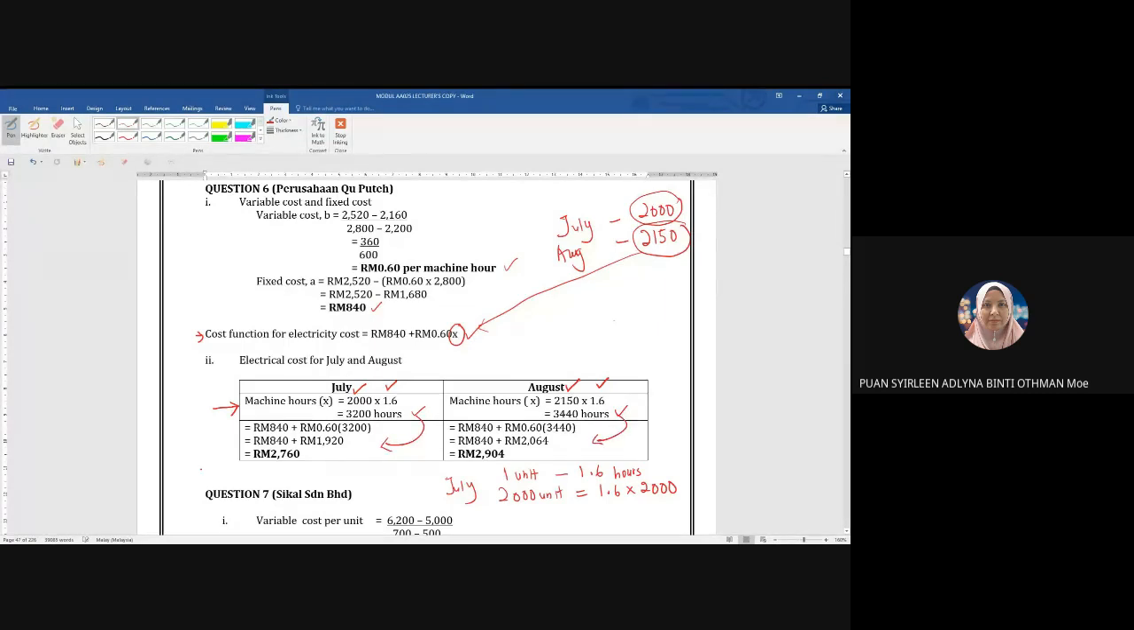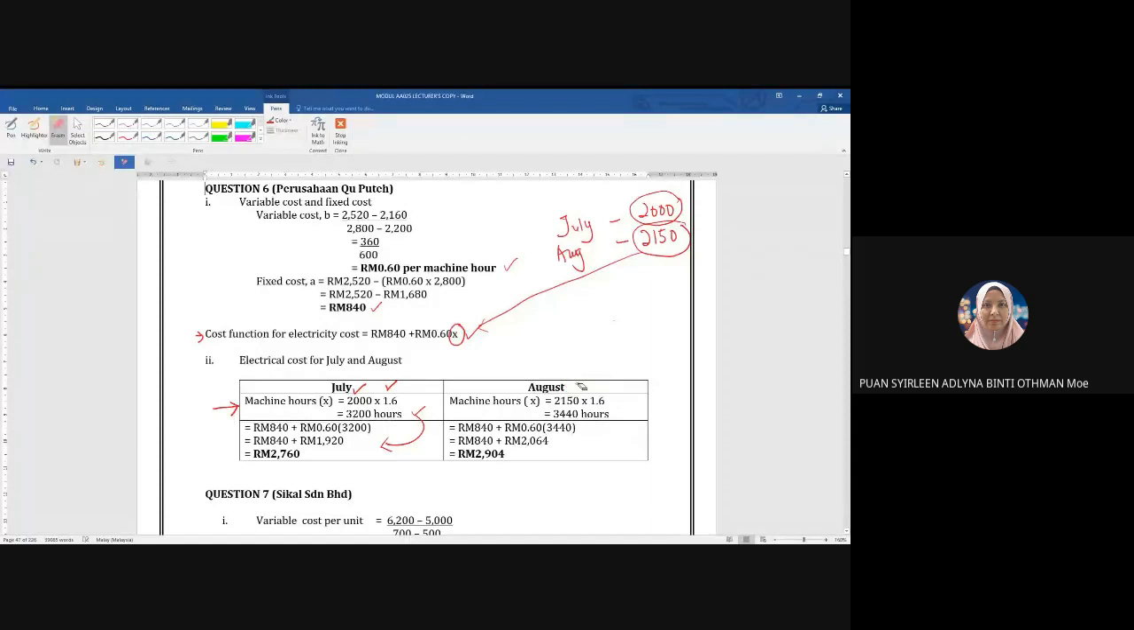So untuk Julai, electrical ataupun electricity cost ni ialah 2760. Untuk August, the electricity cost ialah RM2,904. Okay, any question? Wanna ask me for question 6?